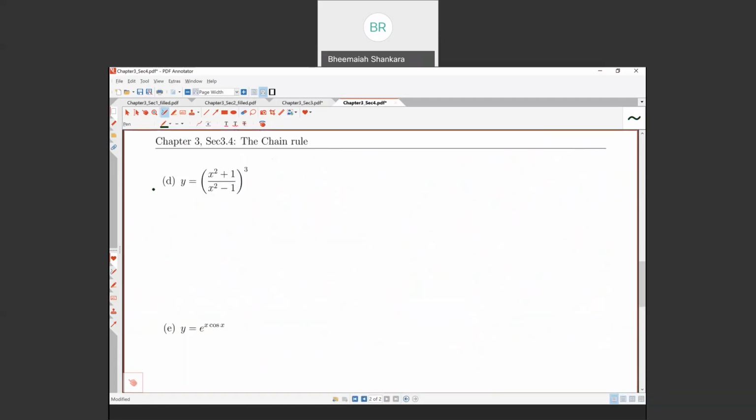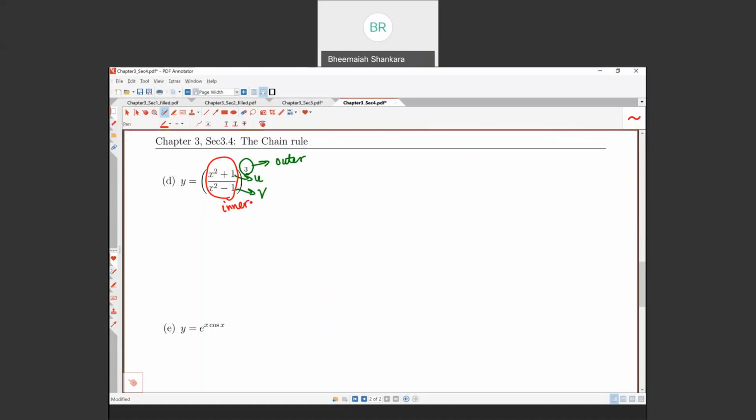In the next example, you have (x squared plus 1 divided by x squared minus 1) to the cube. Though you see a quotient form here, where the numerator is u and the denominator is v, you're also seeing an outer function, the exponent 3. So read this 3 exponent as the outer function, and read all this u divided by v format as your inner function.